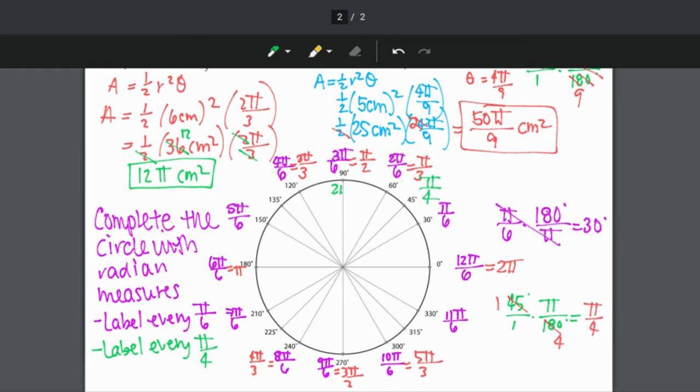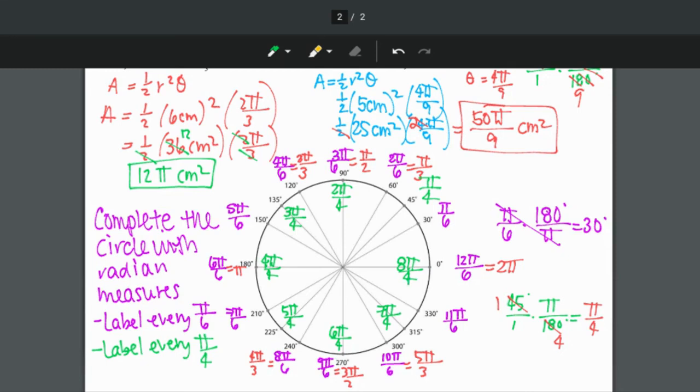90 degrees is 2 pi over 4, which reduces to 1/2 pi. Then 135 is 3 pi over 4. 180 is 4 pi over 4, which reduces to pi. 225 is 5 pi over 4. 270 is 6 pi over 4, which reduces to 3 pi over 2. Then we have 7 pi over 4 for 315, and 8 pi over 4 for 360, or 0 degrees, which reduces to 2 pi.